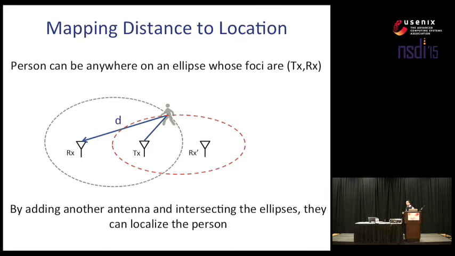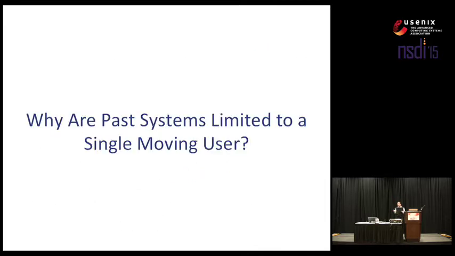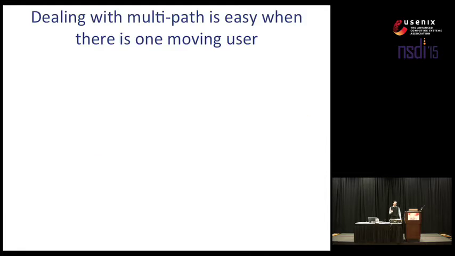So now that I have told you how these systems are able to localize a person accurately, let us go back to their limitations. Why are these systems limited to tackle a single moving user? Well, the reason is because of how these systems deal with multipath. Dealing with multipath when there is a single moving user is extremely easy. But dealing with it when there are multiple people or when one of them is static becomes extremely hard.